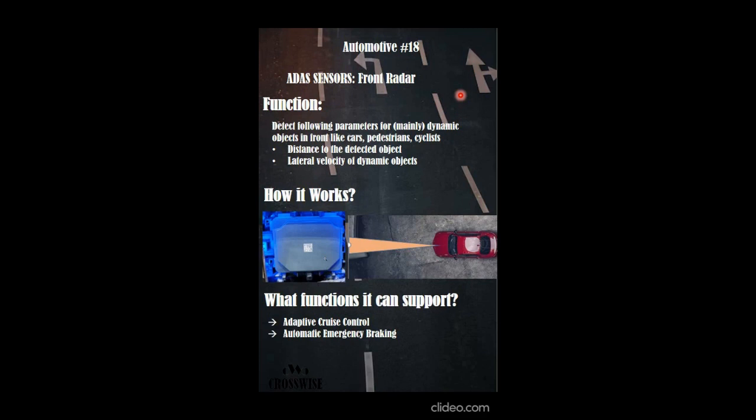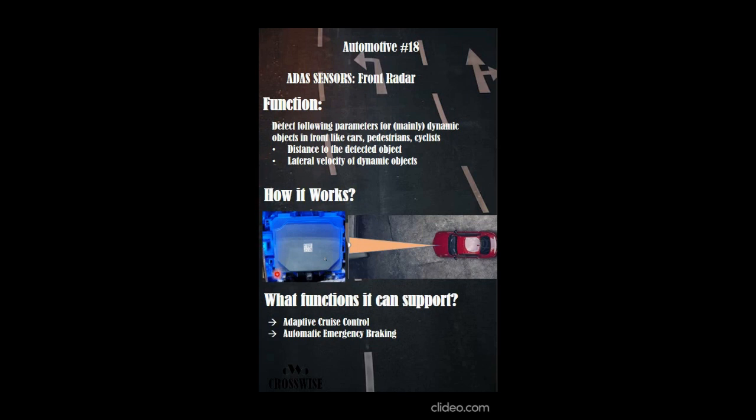Let's talk about one of the most important sensors enabling future driver assistance and autonomous driving functions, the front radar. The radar is a radio frequency device. The biggest advantage of radar is that it can very accurately detect the velocity and the distance of moving objects, even in fast speed operations. It can detect parameters like distance to the detected object and lateral velocity of dynamic objects. These are very important for calculating driving parameters.